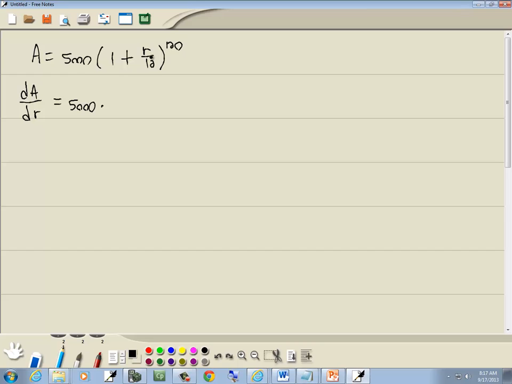Now here we have parentheses to a power. So we'll take our power, put it out in front. What's inside the parentheses remains as is. This is the chain rule. Lower your power by 1. So that becomes 119 times the derivative of what's inside your parentheses. So 1 plus R over 12.